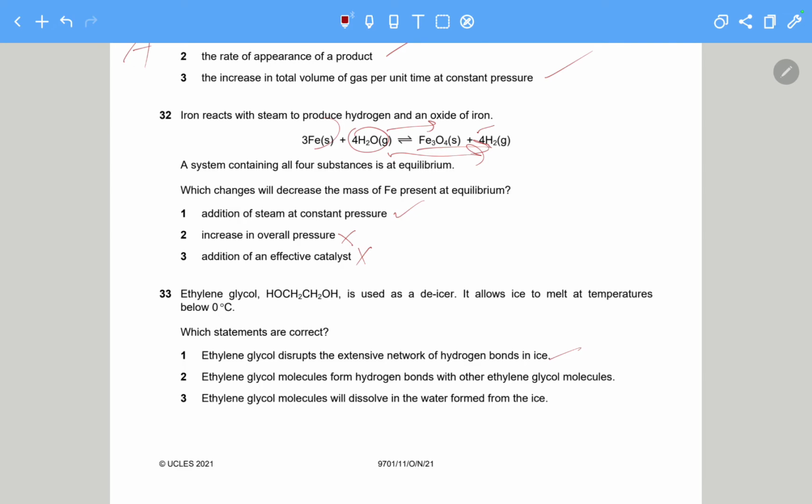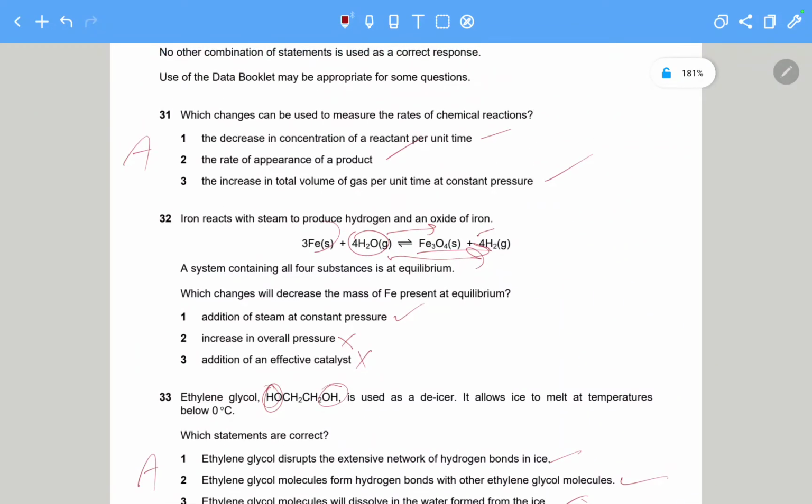Ethylene glycol molecules form hydrogen bonds with other ethylene glycol molecules. That's correct as well, because they have these OH groups to form hydrogen bonds. Ethylene glycol molecules will dissolve in the water formed from the ice. This is correct as well, because the OH groups in ethylene glycol will form hydrogen bonds with water molecules, and hence dissolving will happen. So A is the correct answer. And sorry, for 32 I hadn't written the answer, which is D.